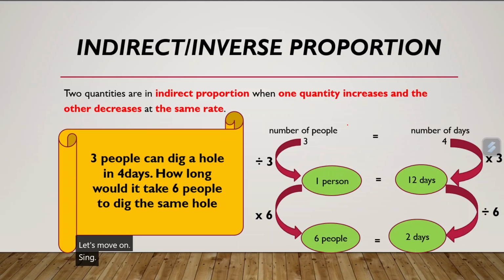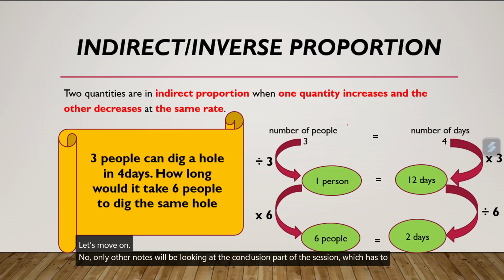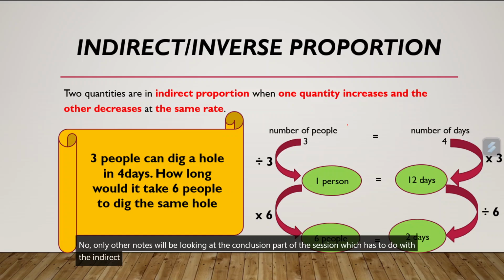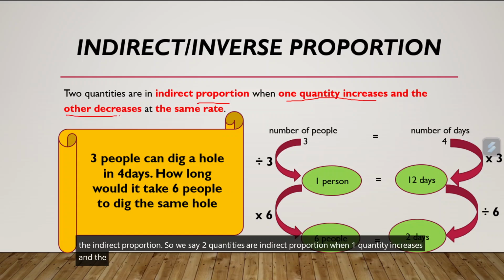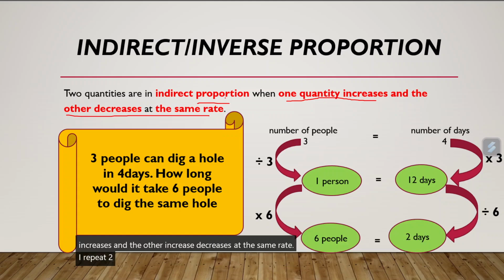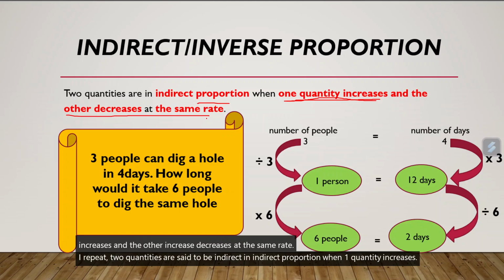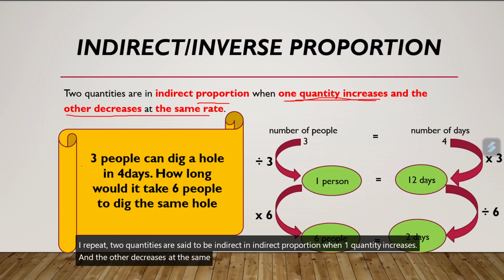Now, on the other notes, we'll be looking at the concluding part of the session, which has to do with indirect proportion. We say two quantities are in indirect proportion when one quantity increases and the other decreases at the same rate. I repeat, two quantities are said to be in indirect proportion when one quantity increases and the other decreases at the same rate. For example, three people can dig a hole in 4 days.